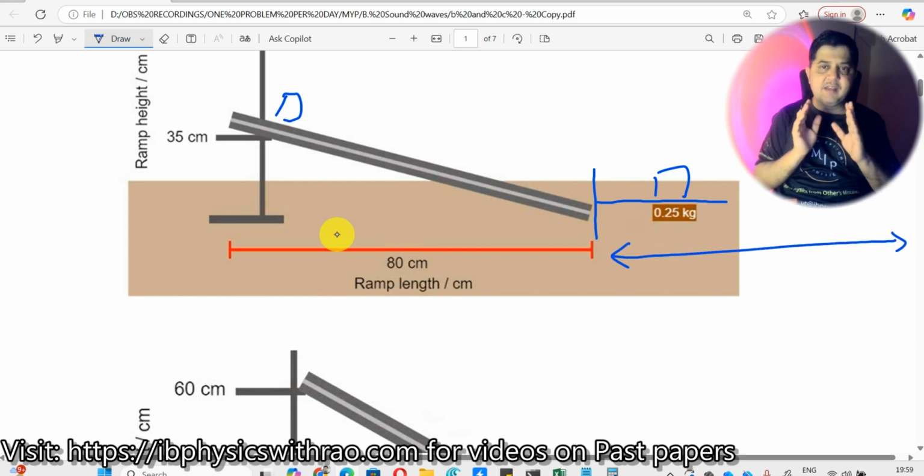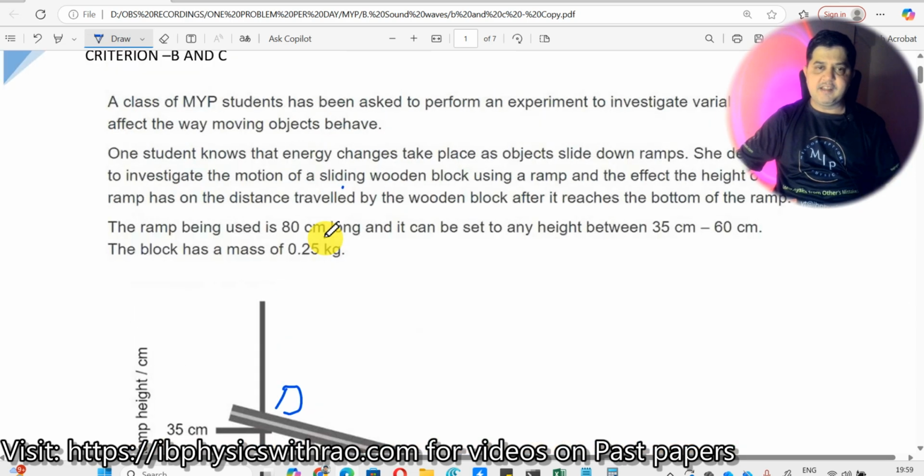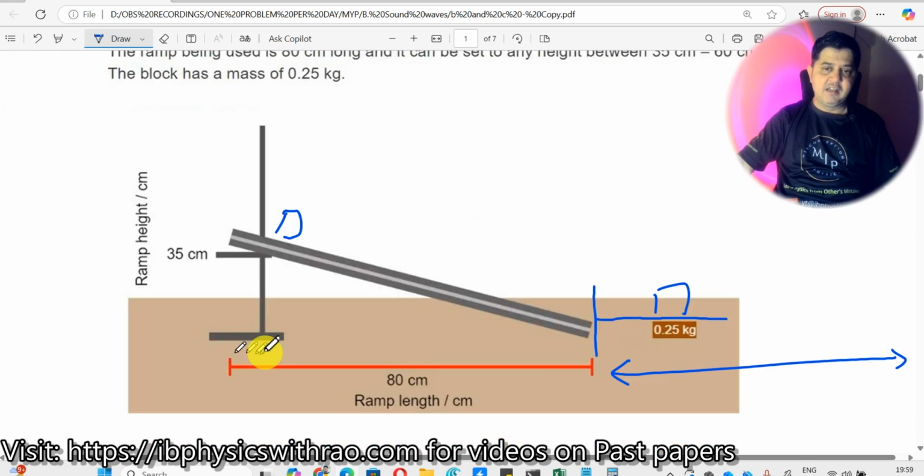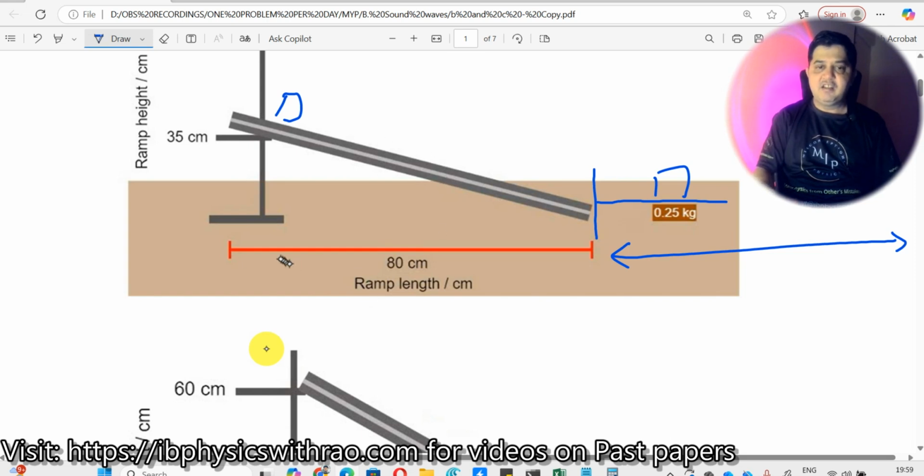By just looking at the diagram and the question, I have got some thoughts in my mind which I am putting across currently. Now let us move further and read what else is there. It says she decides to investigate the motion of a sliding wooden block using a ramp and the effect the height of the ramp has on the distance traveled by the wooden block after it reaches the bottom of the ramp. After, which means what? You're not interested in this length or this length because these are all constant. We are interested only in this particular length.